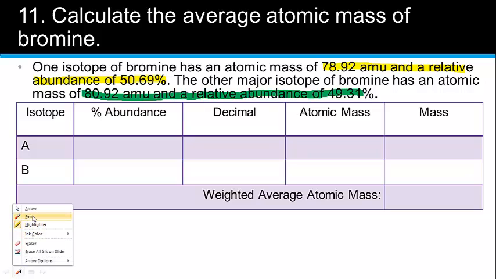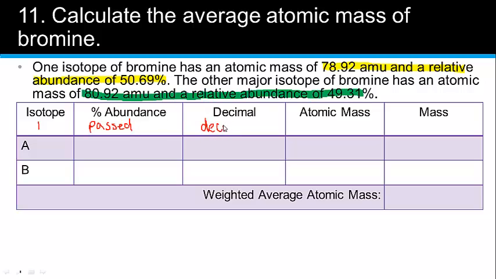Okay, so I already have set up here our table. A good way to remember this is "I passed Denny's at midnight." P is for percent abundance, I is for isotope. I passed Denny's, D is for decimal. Atomic mass starts with AT, so I passed Denny's at, and mass is midnight.